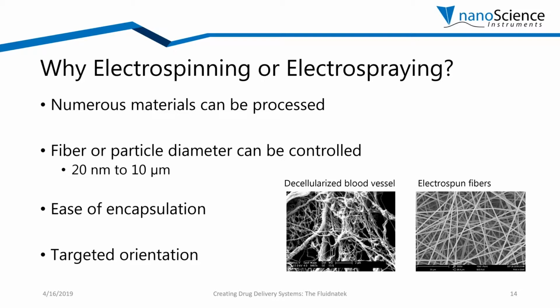With electrospinning and electrospraying, we can easily encapsulate any material in the fiber or particle in what is known as a core-shell arrangement. We can also easily obtain fiber orientation, either random or aligned, by using the right accessories. I'll come back to this later in the presentation so you can see some examples.